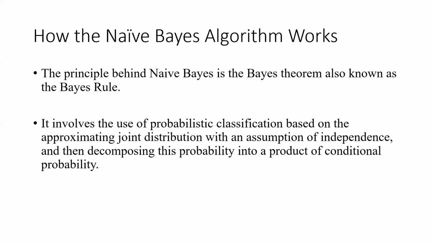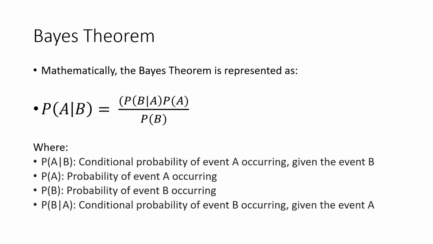Like I said, the naive Bayes algorithm is based upon the Bayes theorem. And this involves the use of probability, and conditional probability to be specific. So we'll go into that. Let's just remind ourselves of what we did in mathematical foundations, if you remember, the Bayes theorem.